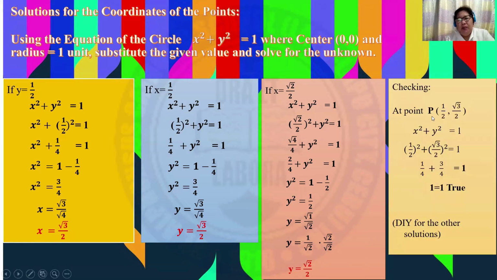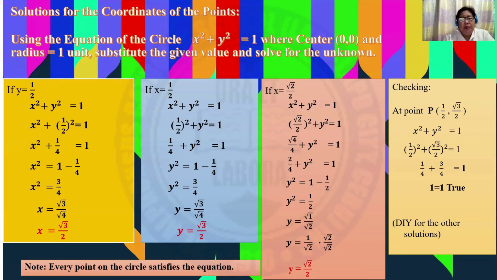And to check, at point P with coordinates 1/2 and square root of 3 over 2, using the equation of the circle with radius 1, we are going to substitute 1/2 to x, square root of 3 over 2 to y. And simplify, so we have 1/4 plus 3/4, and 1/4 plus 3/4 is 4 over 4, wherein it will give us 1 equals 1. And this is a true statement. For the other solutions, you do it yourself.